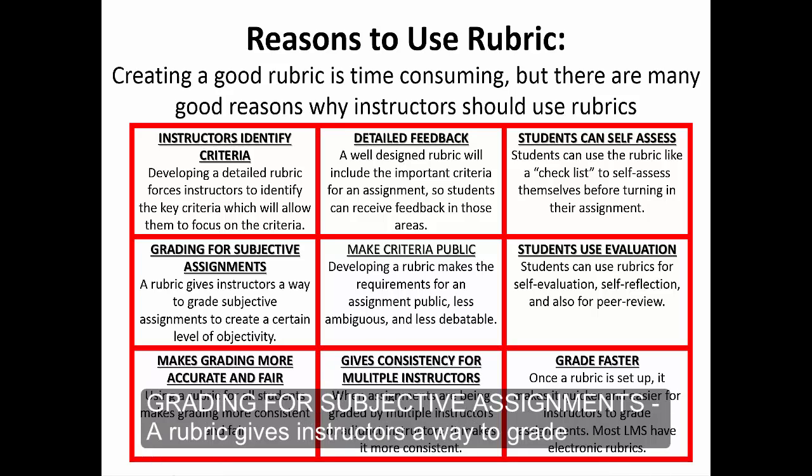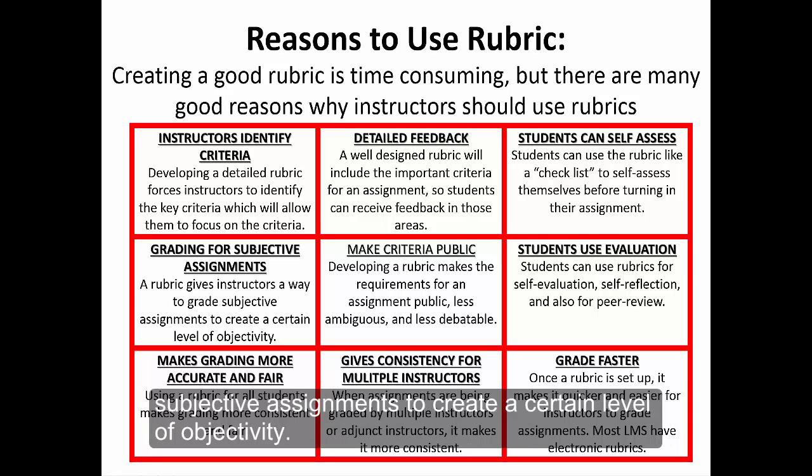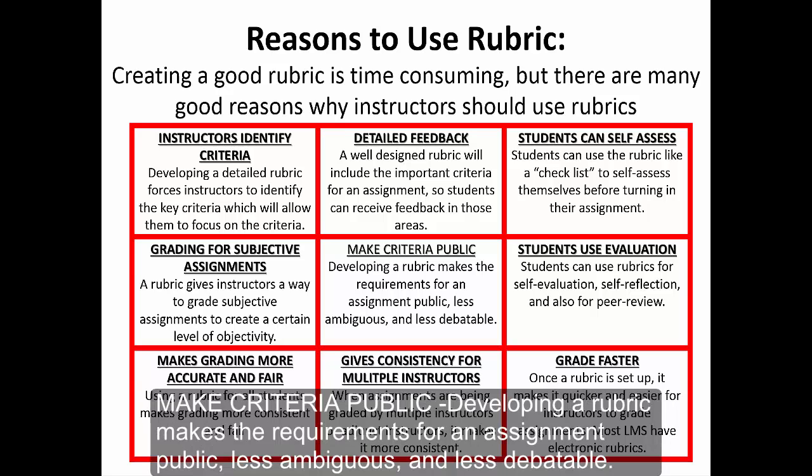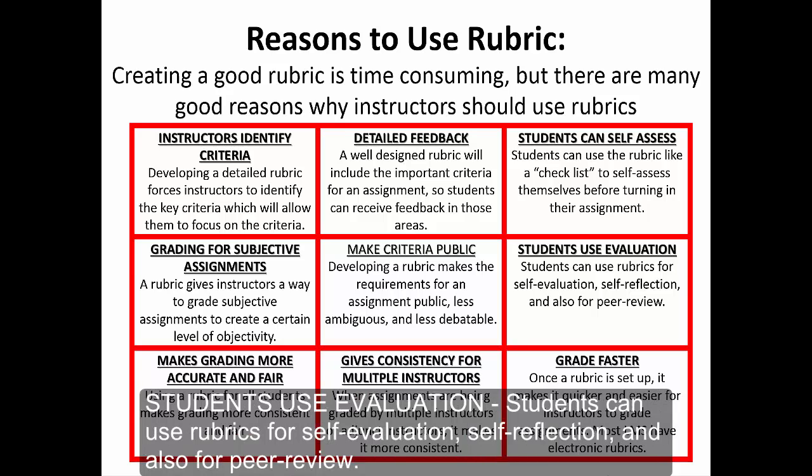Number four, grading for subjective assignments. A rubric gives instructors a way to grade subjective assignments to create a certain level of objectivity. Number five, make criteria public. Developing a rubric makes the requirements for an assignment public, less ambiguous, and less debatable. Number six, students use evaluation. Students can use the rubric for self-evaluation, self-reflection, and also peer review.